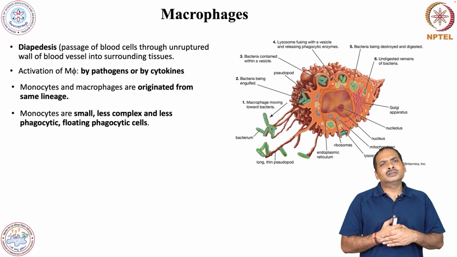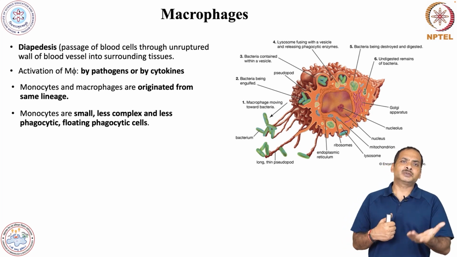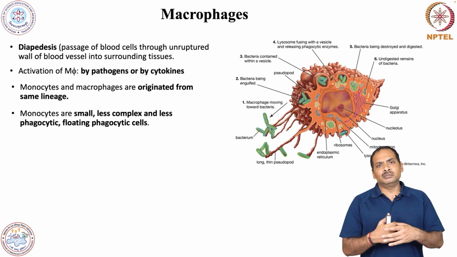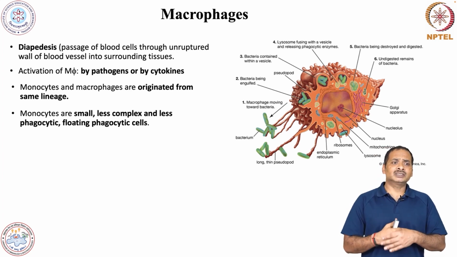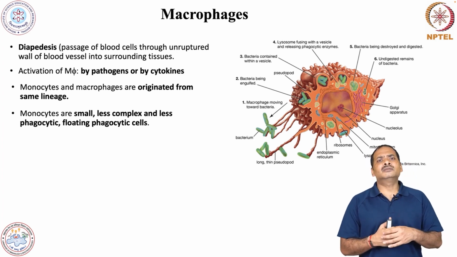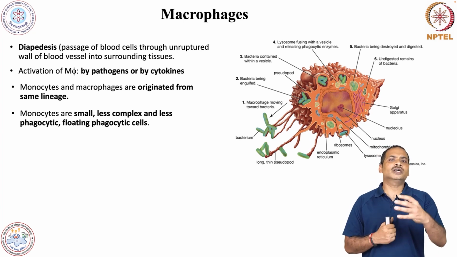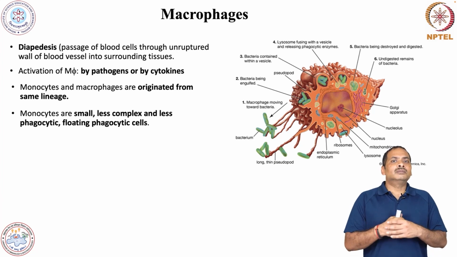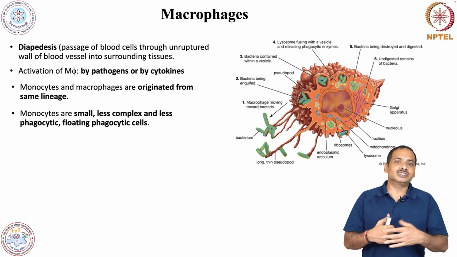Monocytes are found in the blood. I have explained this earlier. They are very small, less complex, and less phagocytic. In simple words, they are floating phagocytic cells, but with compromised properties. But we can differentiate these monocytes into macrophages if we treat them with some factors.